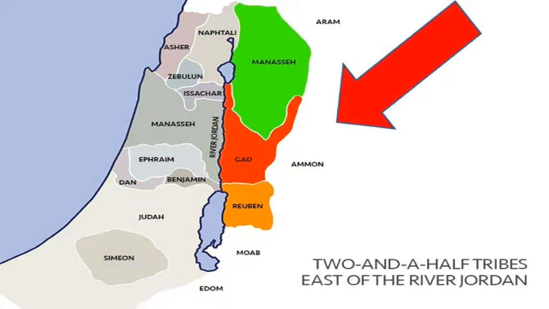First, Joshua assigned territory to the tribes of Reuben, Gad, and the half-tribe of Manasseh on the east side of the Jordan, which they had chosen because of the wonderful livestock country. This land had already been given to them by Moses.